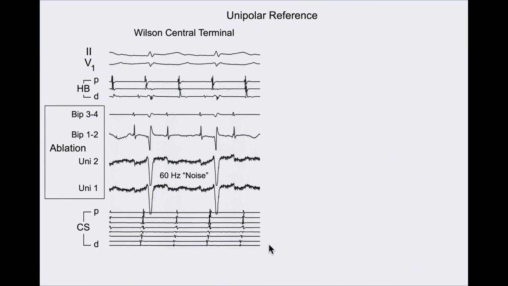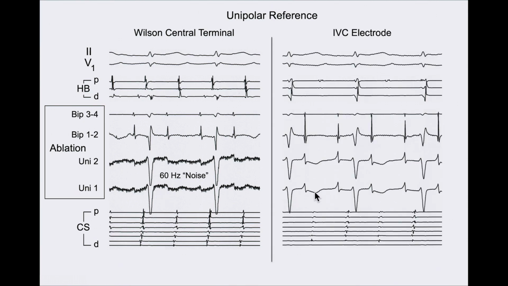What does it look like when we change from the Wilson Central Terminal here, and I put here 60 hertz because this was in the United States where we recorded this from the left atrium, and now we've changed to the inferior vena cava electrode. The catheter is not exactly in the same location. You can see the atrial signal is a little larger, the ventricular signal is a little bit smaller. We didn't change anything other than the reference electrode for the unipolar recordings from the Wilson Central Terminal to the inferior vena cava, and now you can see the electrograms quite clear and sharp.